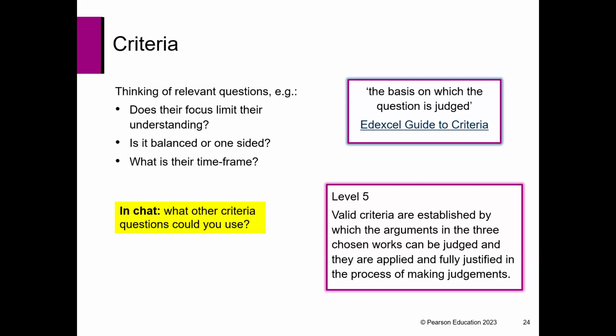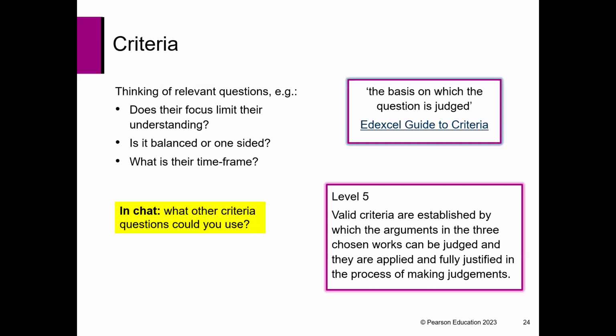So we've looked at note-taking, we've looked at the resources, we've looked at introducing why historians have different interpretations. And now let's look at criteria. And remember that the definition of criteria is the basis on which the question is judged. And if you haven't looked at the Edexcel Guide to Criteria, I do recommend it.